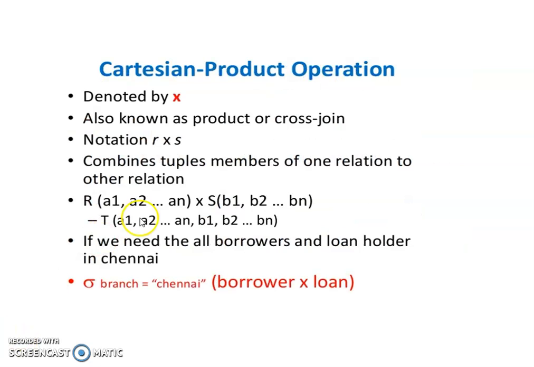Cartesian product operation, denoted by this symbol. It is also known as product or cross join, and its notation, R × S, combines tuples of one relation with the other relation. It means that it combines information of two different relations into one. Here R(A1, A2, up to An) × S(B1, B2, up to Bn) gives the tuple A1, A2, An, B1, B2, Bn. It is nothing but our Cartesian product.